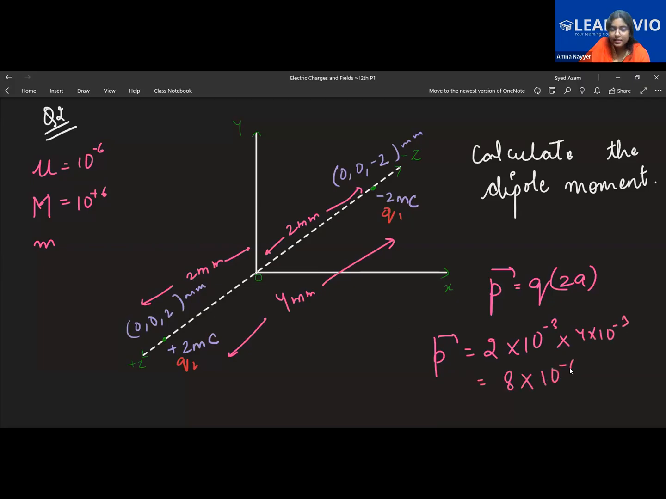Jesslyn, at least tell me the direction. Towards which axis? Yes, Jesslyn, towards which axis?